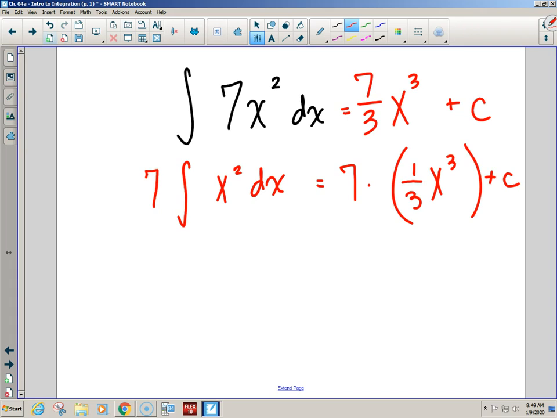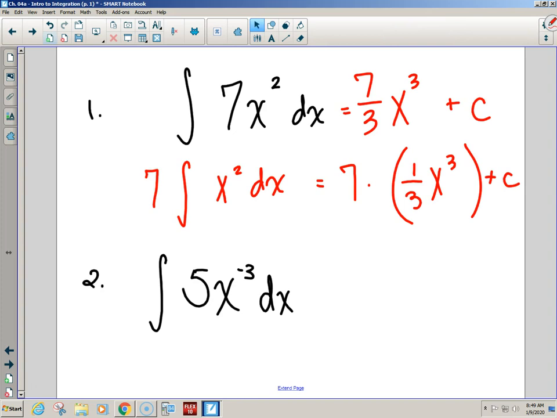But let me do another one, and then we'll see that rule that Adam was talking about yesterday, if maybe it makes sense. What if I was to give you the integral of... How about 5x to the negative 3? Still power rule. But where would this guy have come from? X to what power would have made negative 3?